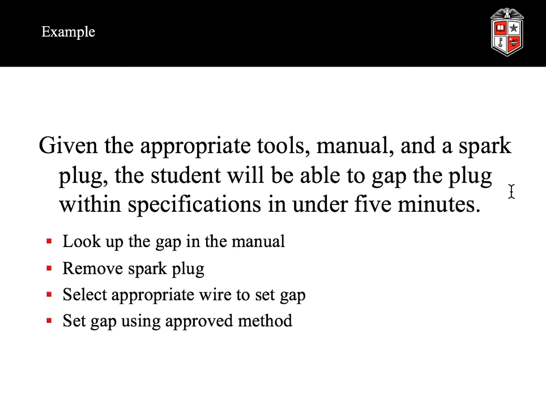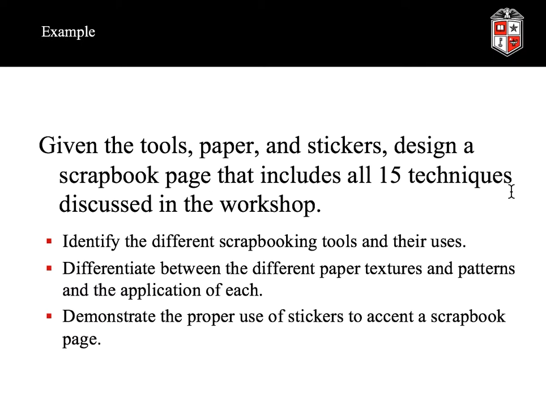All right, so here are some examples on how they might be done better. So given the appropriate tools, manual, and a spark plug, the student will be able to gap the plug within specifications in under 5 minutes. So you might want to look up the gap in the manual, remove the spark plug, select appropriate wire to set gap using an approved method. All those can help strengthen that objective. And again, you can look at the same thing and see how to better it. But that's basically how to write objectives.